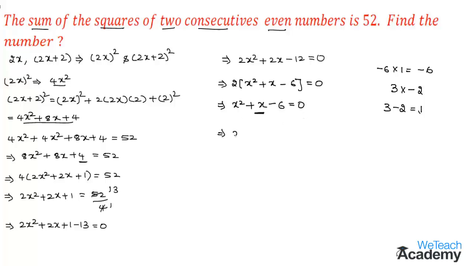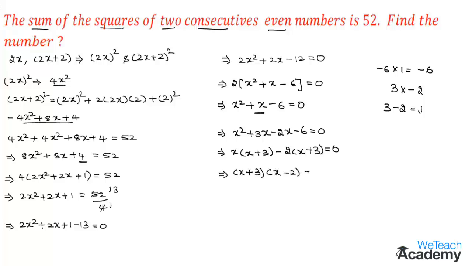So we can write this equation as x square plus 3x minus 2x minus 6 is equal to 0. Now let us take x as a common factor from the first two terms. We get x into (x plus 3). And by taking minus 2 as a common factor, we get minus 2 into (x plus 3) is equal to 0. Then again, let us take (x plus 3) as a common factor. We get (x plus 3) into (x minus 2) is equal to 0. So that implies x plus 3 is equal to 0 and x minus 2 is equal to 0. By transferring 3 to the other side, we get x is equal to minus 3, and by transferring minus 2 to the other side, we get x is equal to 2.